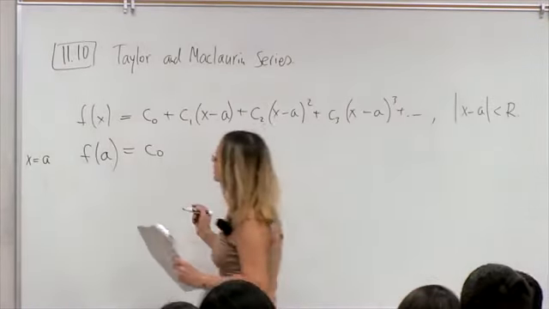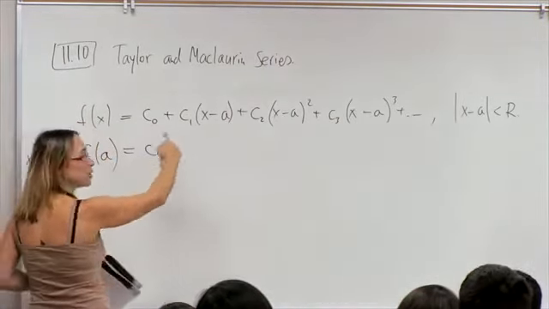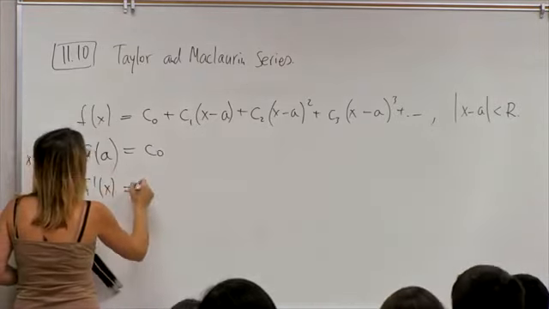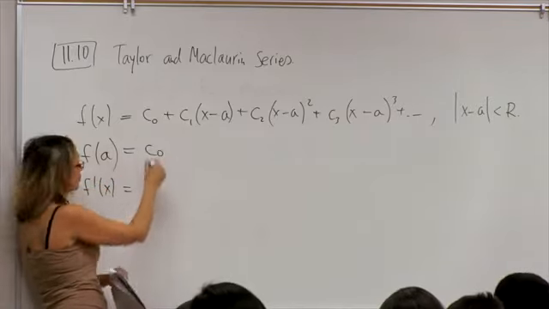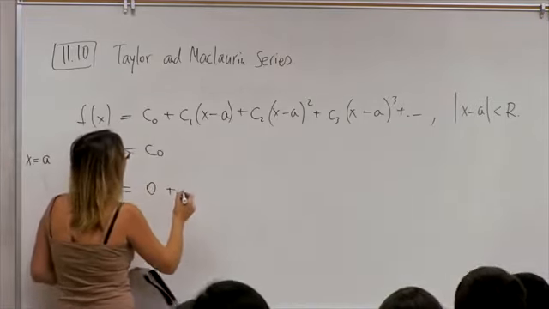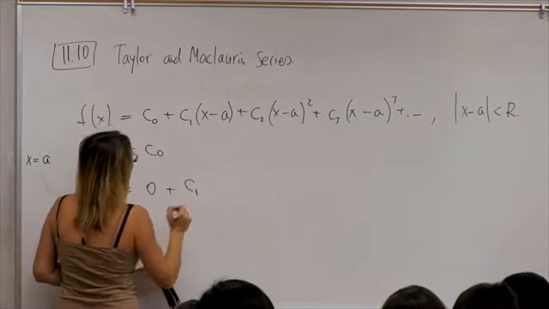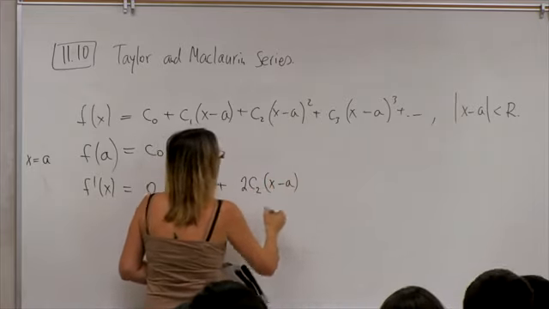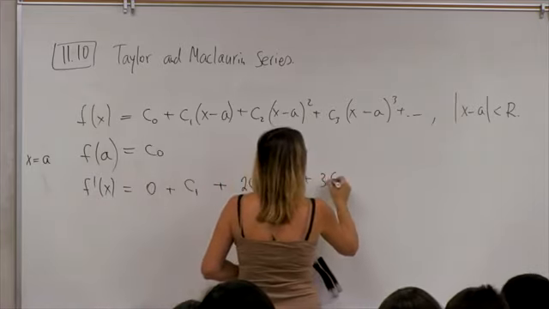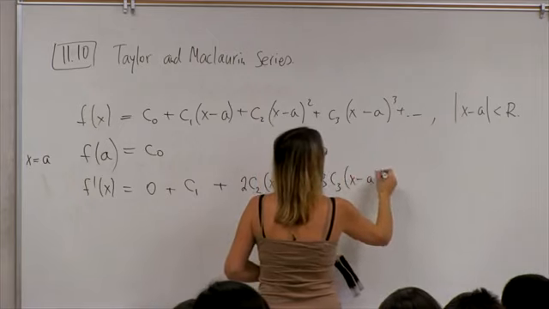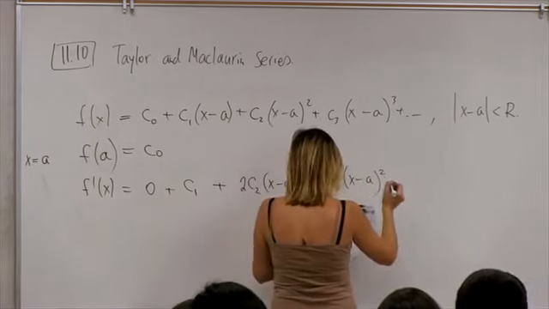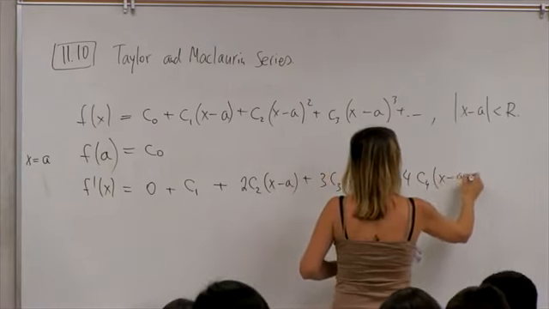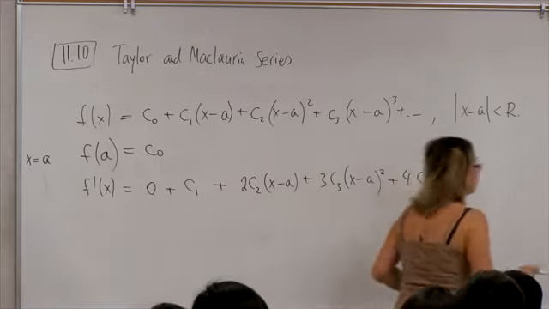Okay. The next thing I'm going to do is take this expression and differentiate it with respect to x. So f prime of x, when I differentiate it, c0 disappears, so this gives me 0. And I have c1. The next term gives me 2 c2 (x minus a). The next term gives me 3 c3 (x minus a) squared. How many do I need? I don't know. Let's do one more: 4 c4 (x minus a) cubed plus and so on.